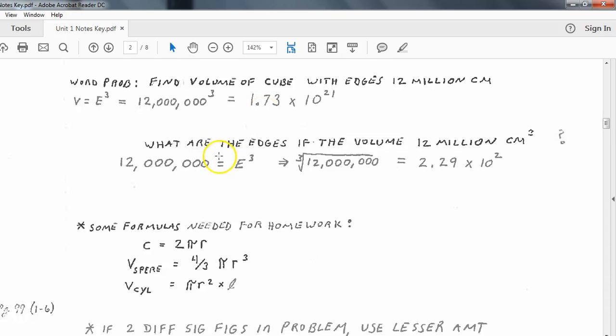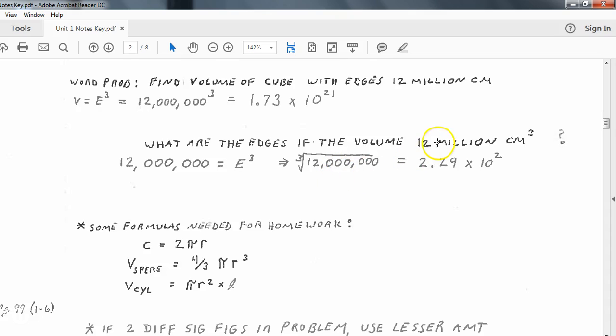So if you look right here, we're going the other way with this problem. What are the edges if the volume is 12 million? Oh, side note on this, because this is centimeters, I should have said centimeters cubed in my answer. Those of you taking the IB test, they want you to use units. So make sure that you do that or they mark you wrong.